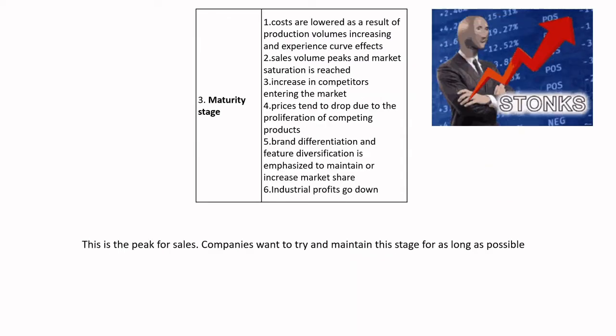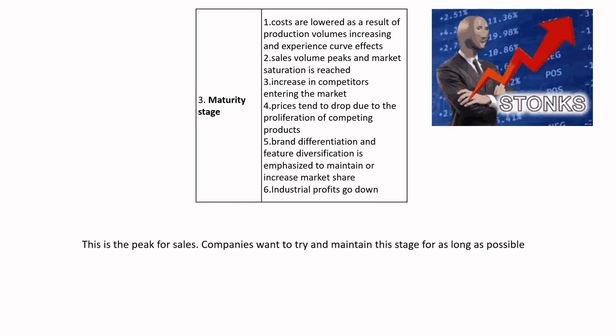Then you've got the maturity stage. So this is the top peak of your sales. This is where companies want to be in the maturity stage for as long as possible because this is where you're making all of your money. All right. Costs are at the lowest possible because production is up and running. You're not paying for new machinery. It's all done. It's all going on. You're not really paying for promotion anymore because it's out there. People know about your product. Prices tend to drop, but because you're not paying for promotion, it doesn't really matter anymore.